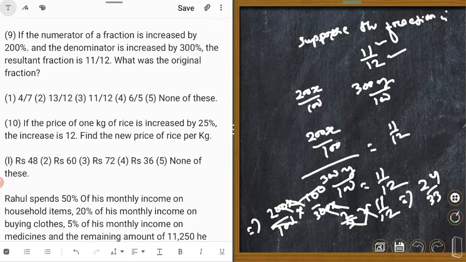Okay, now which is correct? Tell me. Which is correct? 24 upon which number? 11 upon 12 is 11. Upon 12. 11 upon 8, upon 11. No, it's wrong. Again.